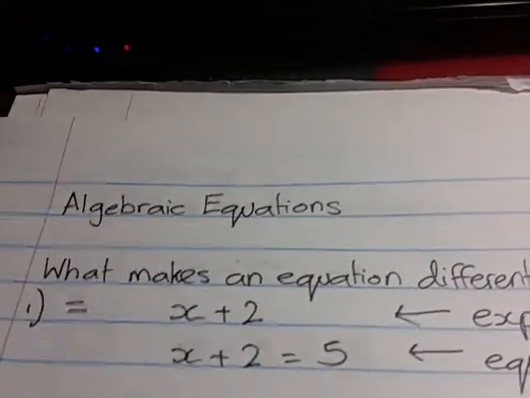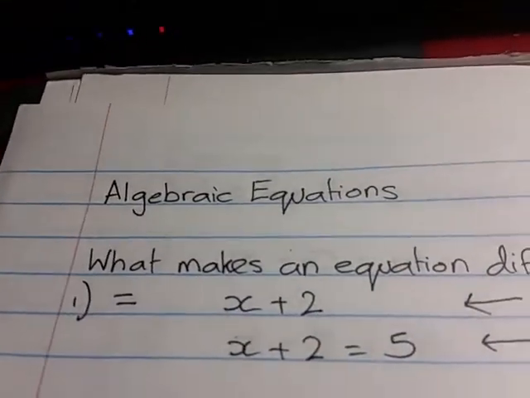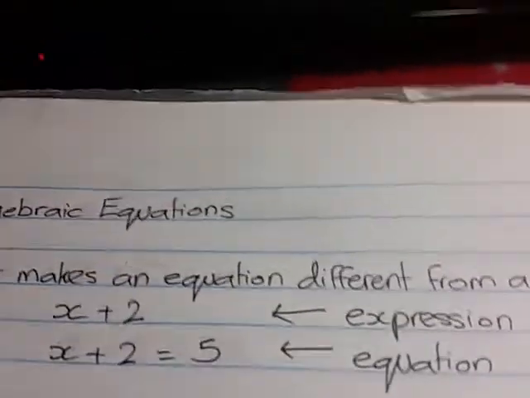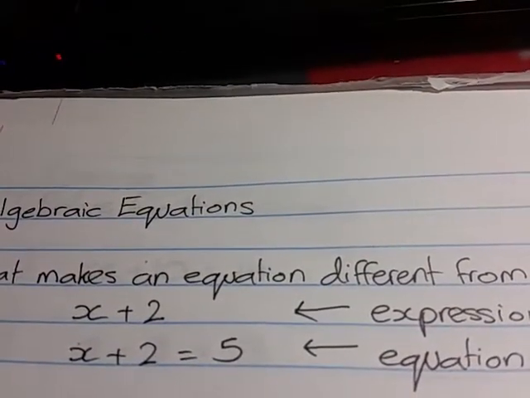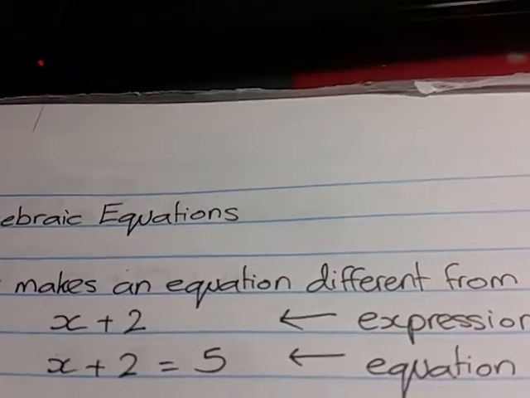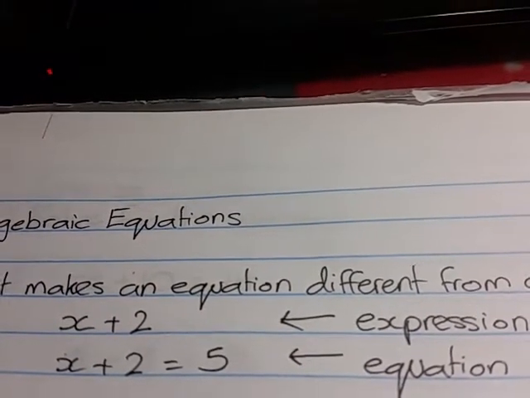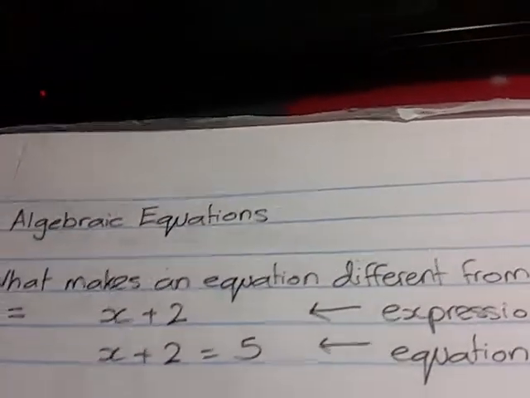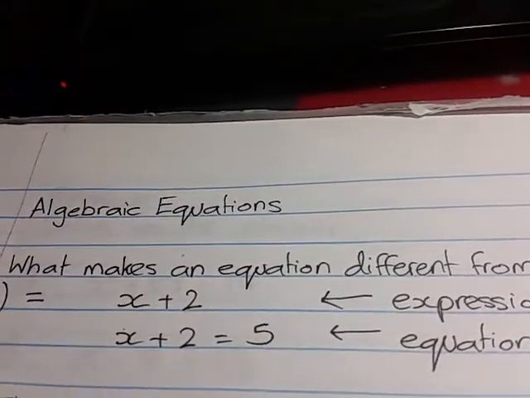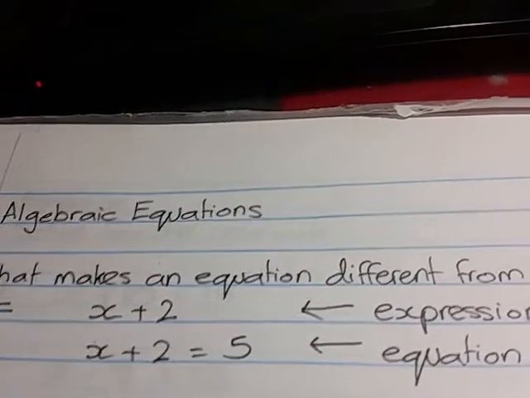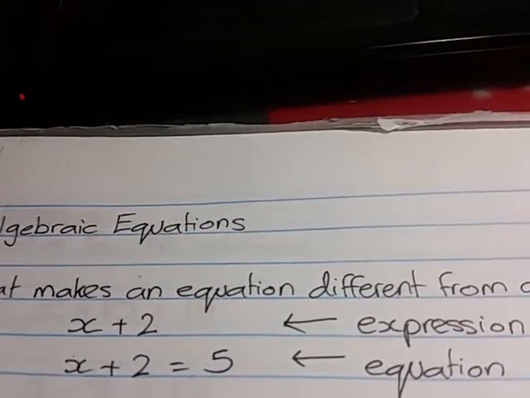Number one, as you can clearly see, one has an equal sign, the other does not. The first one you see there, x plus 2, just normal x plus 2. That is what we call an algebraic expression. It's just expressing a variable plus the number 2 as a number sentence.